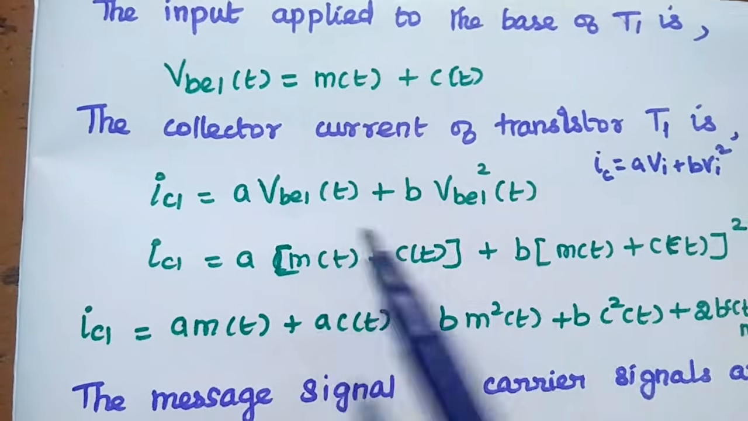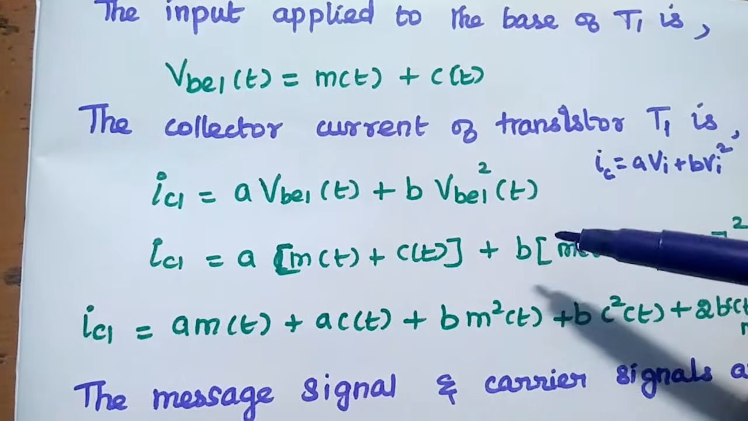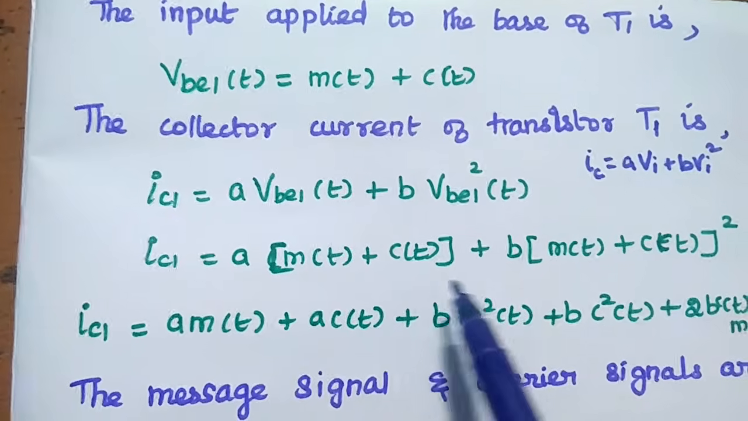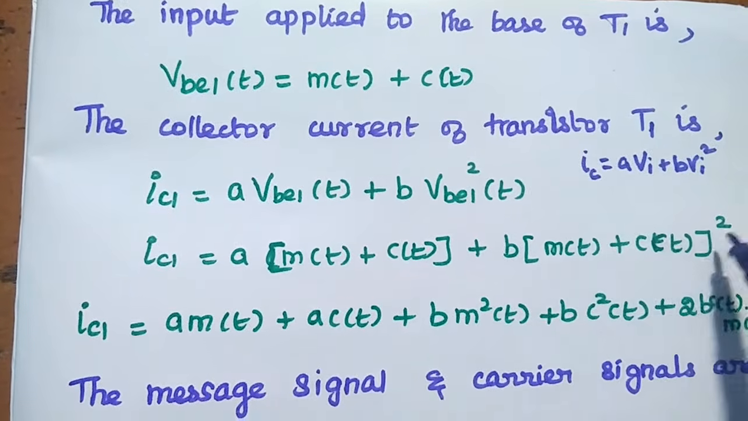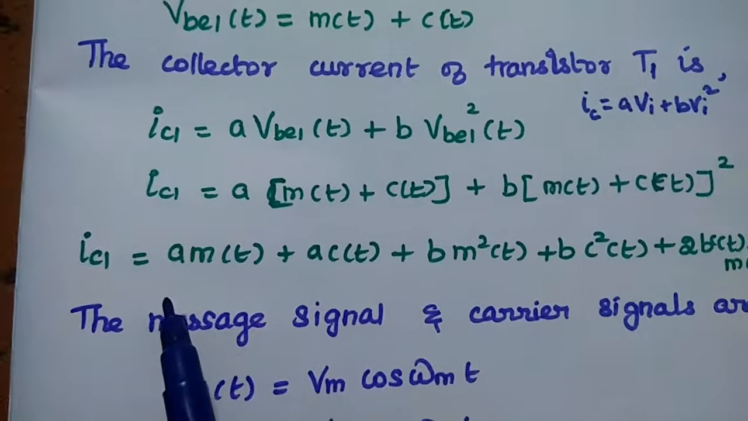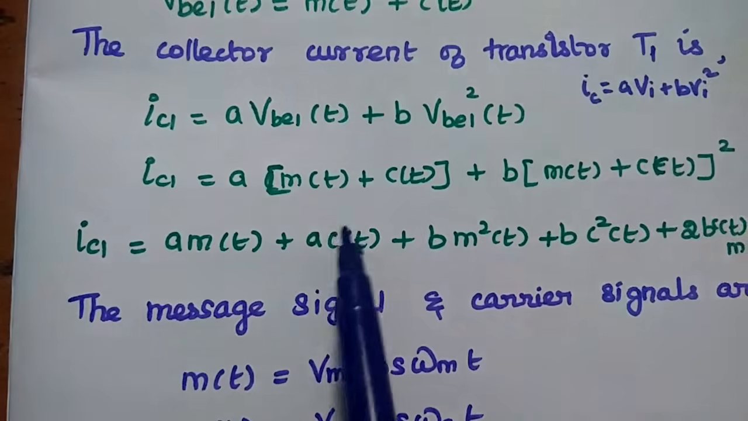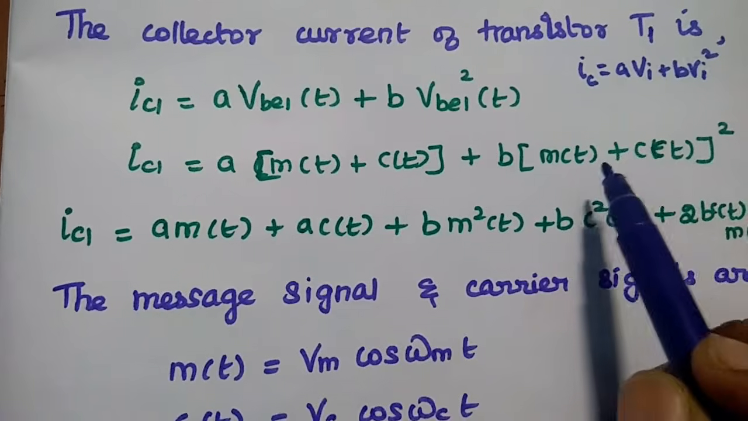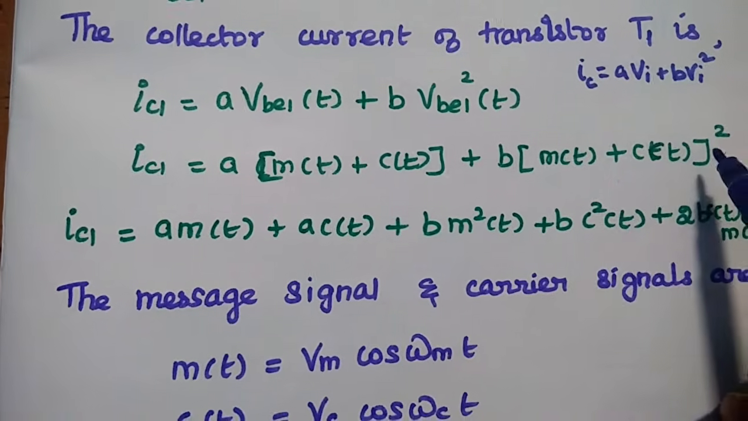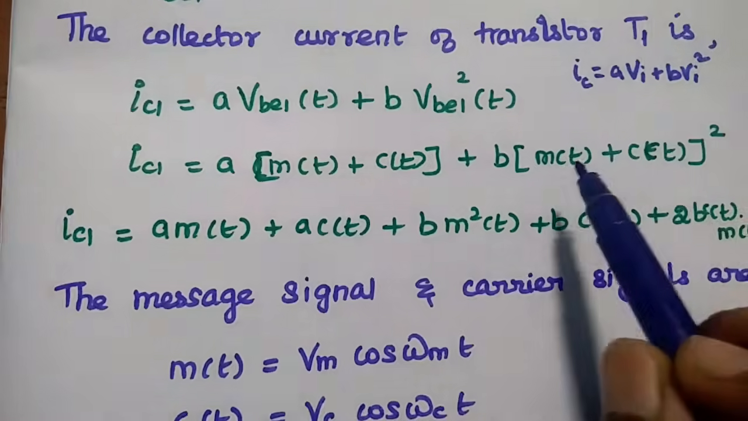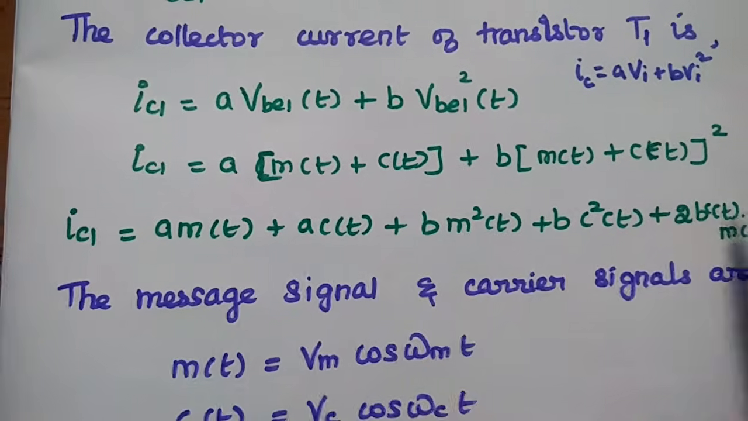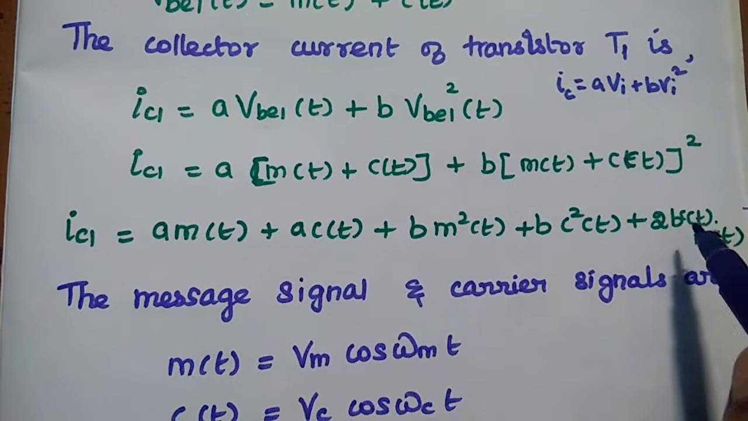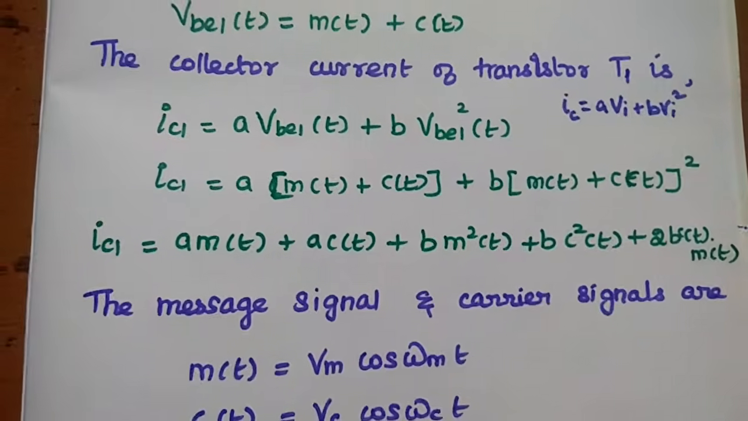So here we are going to substitute this expression. So we can get IC1 is equal to A into M of t plus C of t plus B into M of t plus C of t the whole square. Okay, so in the next step we are going to multiply the constants inside the expression. So we can get A M of t plus A C of t plus, here it is in the form of a plus b the whole square. So we can expand the formula as a squared plus b squared plus 2ab. So we can get B into M squared of t plus B into C squared of t plus 2B M of t into C of t.